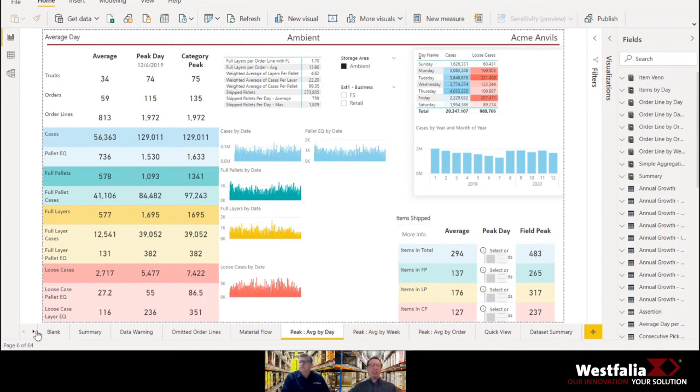So looking at this on a weekly and a monthly basis is very useful. I have a slide for that, if I can find it.